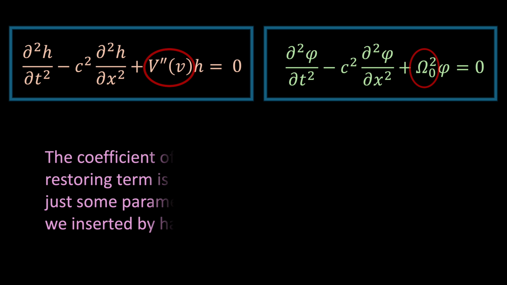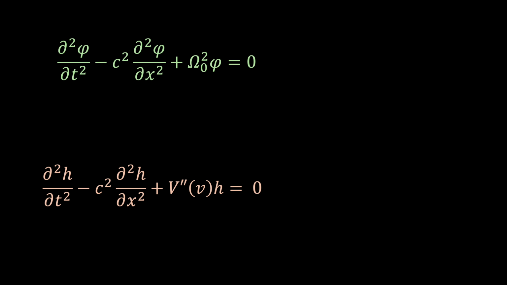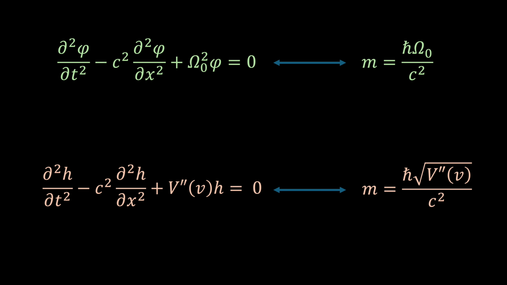And this has exactly the same form as the modified wave equation that we've already seen. Only now we note that the coefficient of the restoring term is not just some arbitrary parameter we inserted by hand, it is the curvature of the potential at the resting value. In other words, V double prime of v. And because we already showed that the mass of the quanta in such a wave equation is set by the restoring coefficient, we can now express it more generally as m equals h bar times the square root of V double prime of v divided by c squared. In other words, the mass of the field's quanta is determined directly by how sharply curved the potential function is at its minimum.